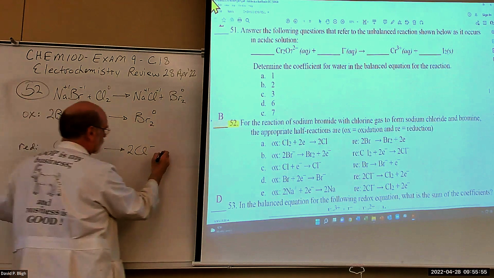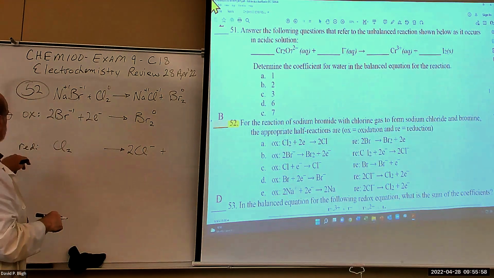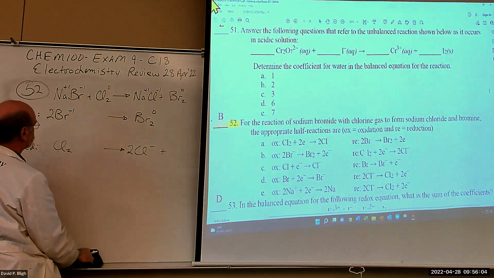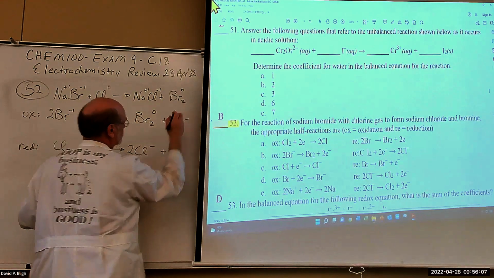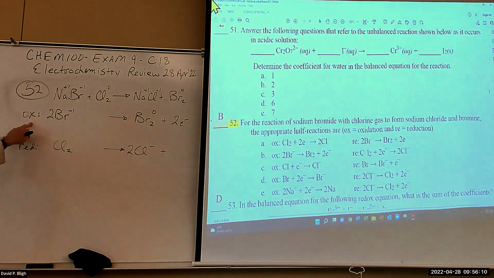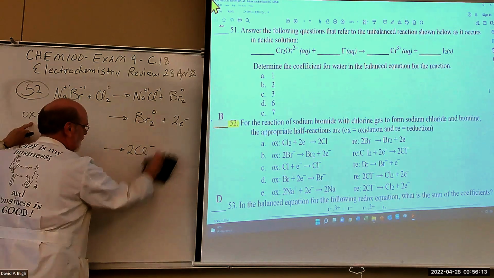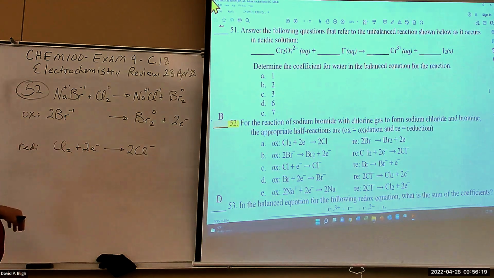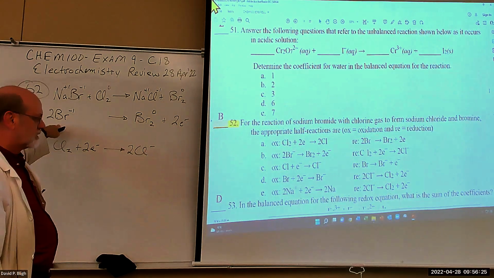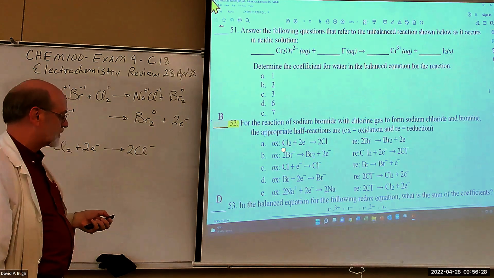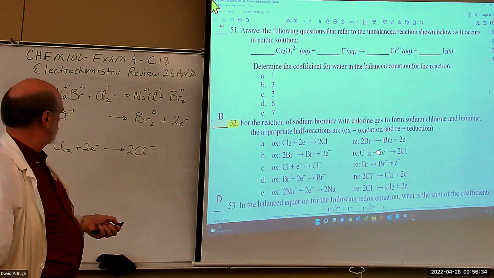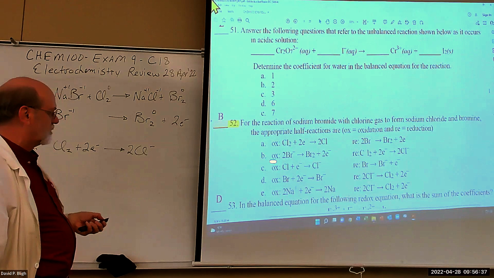Chlorine lost electrons. Excuse me. My mistake. There we go. Oxidized. Chlorine gained an electron per chlorine, but there are 2 chlorines, so it had to gain 2. So there you have your half reactions. 2 bromides. It looks like this one. That's the only one with 2 bromides in the oxidation step. And let's see, on this side, chlorine plus 2 electrons yields 2 chlorides. That's right. B is the answer.